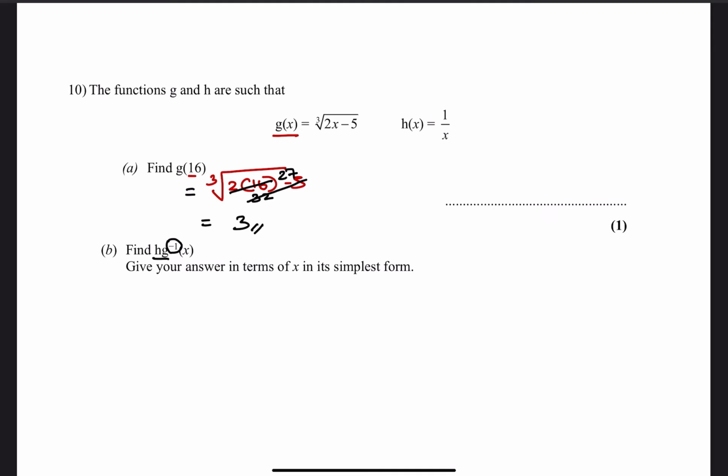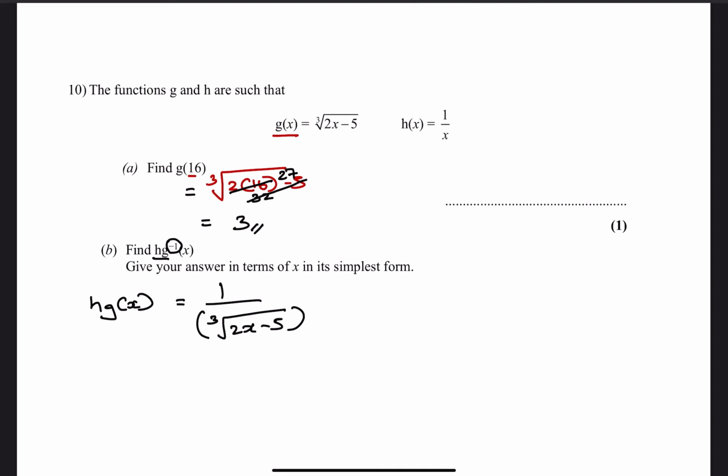First of all, what do we find out? We find out hg of x. Remember, the first letter is written, which is h of x. h is 1 over x. So instead of x, you take that x out and put a bracket. Then you put g inside, which is the cube root of 2x minus 5. This is hg of x. Can I simplify this? Not really, so we will just leave that here.